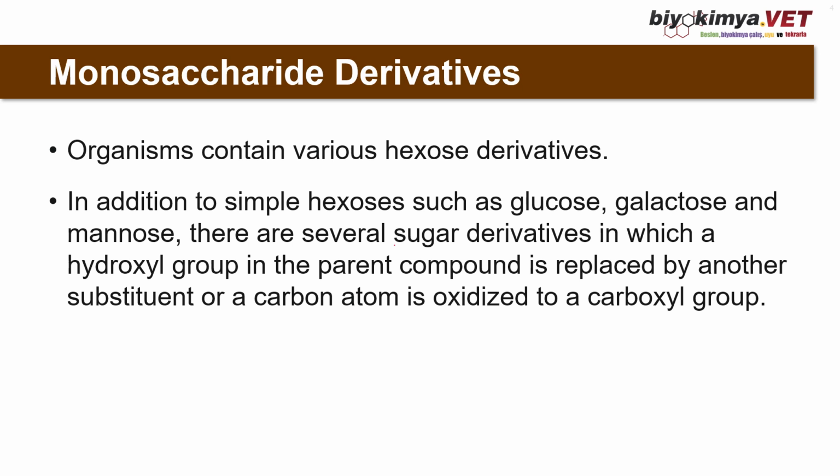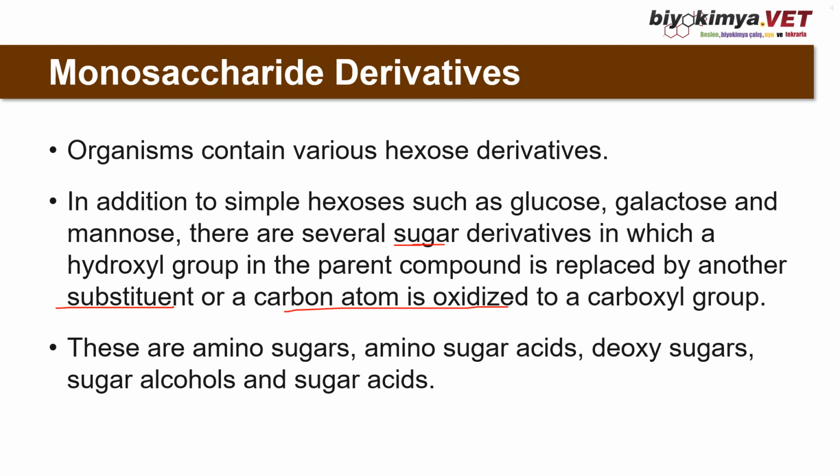And don't forget, here the sugar derivative means the monosaccharide derivative. Also remember the substitution reactions from organic chemistry, and also the redox reactions in organic chemistry. So you may need to check your organic chemistry lecture notes, or you may watch the videos on my channel. So what are the monosaccharide derivatives? Amino sugars, amino sugar acids, actually N-acetyl derivatives of amino sugars, deoxy sugars, sugar alcohols, and sugar acids.